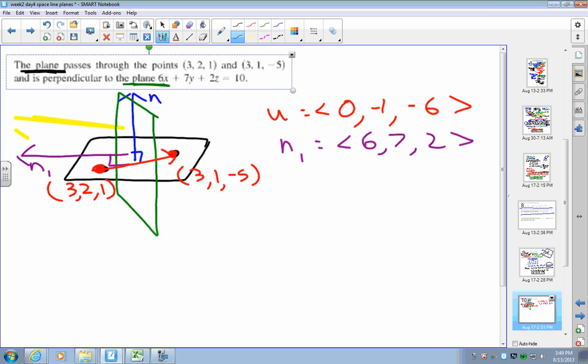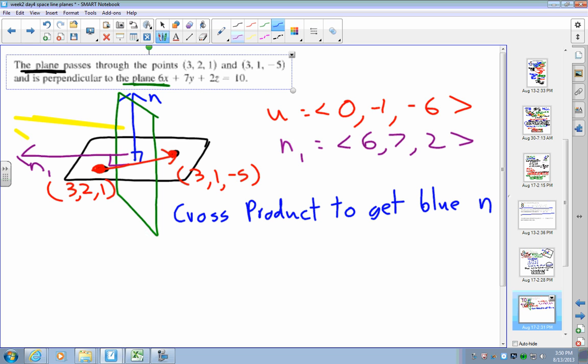Now, the red vector is in the plane I want. That purple vector is in the plane I want. If I have two vectors in the plane I want, so I have the purple and the red, if you cross product them, what's going to come out of that cross product? Boop! The blue vector, which is the normal one. So let's cross product to get the blue normal. Okay? So i, j, k, i, j.